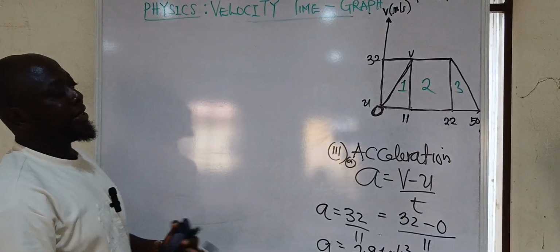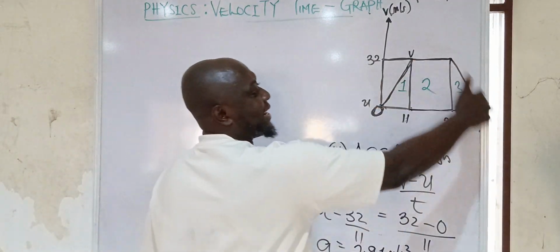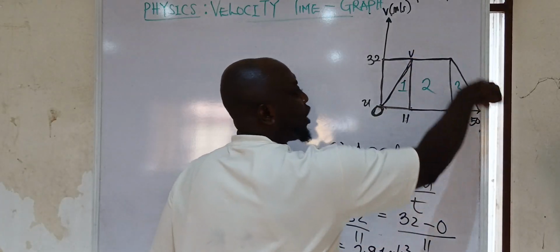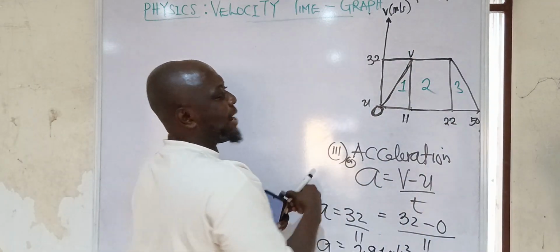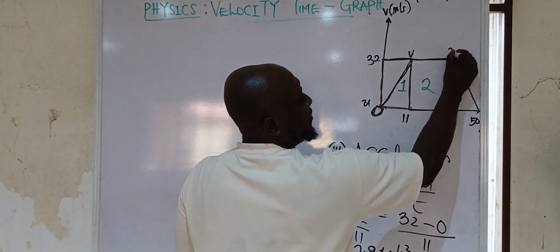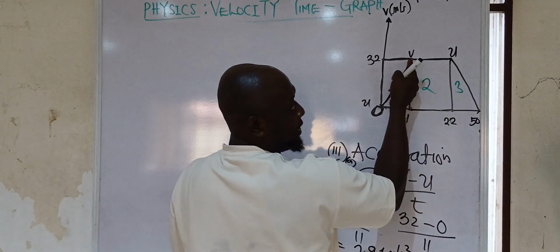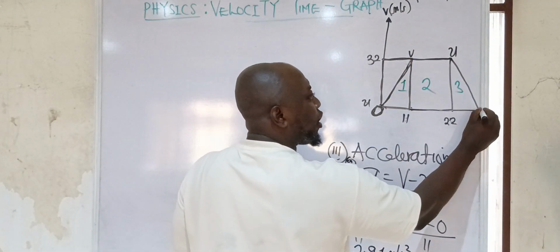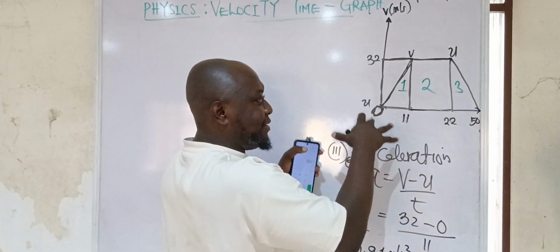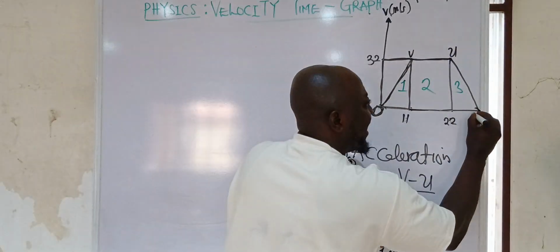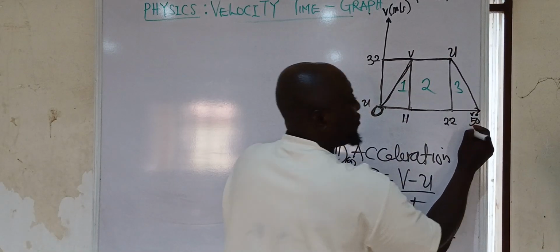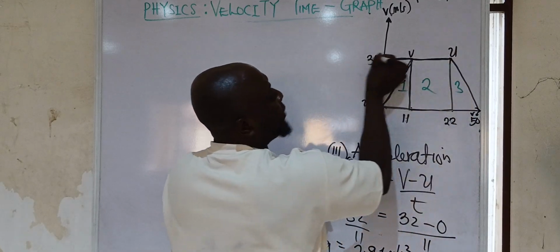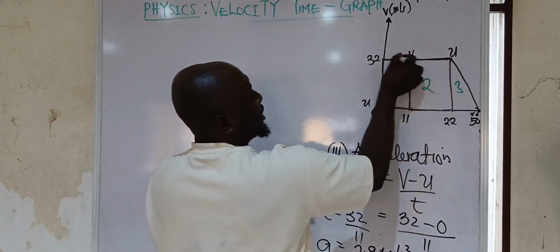So deceleration, I told you, simply means retardation, or when the body comes to rest. In this diagram, the body was here first, maintaining speed here, then coming down to the final speed, where the body comes to rest, which is V. So V here becomes 0, while U maintains this one. Just trace it here like this.